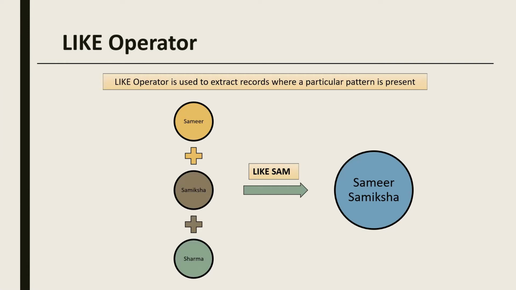LIKE operator. The LIKE operator is used to extract records where a particular pattern is present. For example, we have been given three names, Samir, Samiksha and Sharma, and we want to extract only those names whose starting is Sam, S-A-M. So we will use the LIKE operator here to extract the names of persons in which the starting three letters, that is Sam, are present. Okay, so the output will be Samir and Samiksha because the first three letters are Sam, and the LIKE operator is doing the job of identifying the pattern in the names.